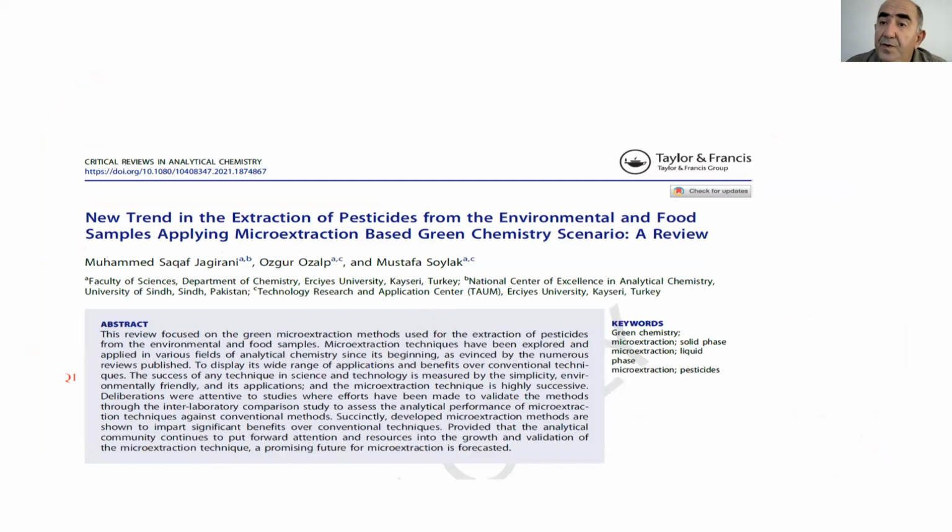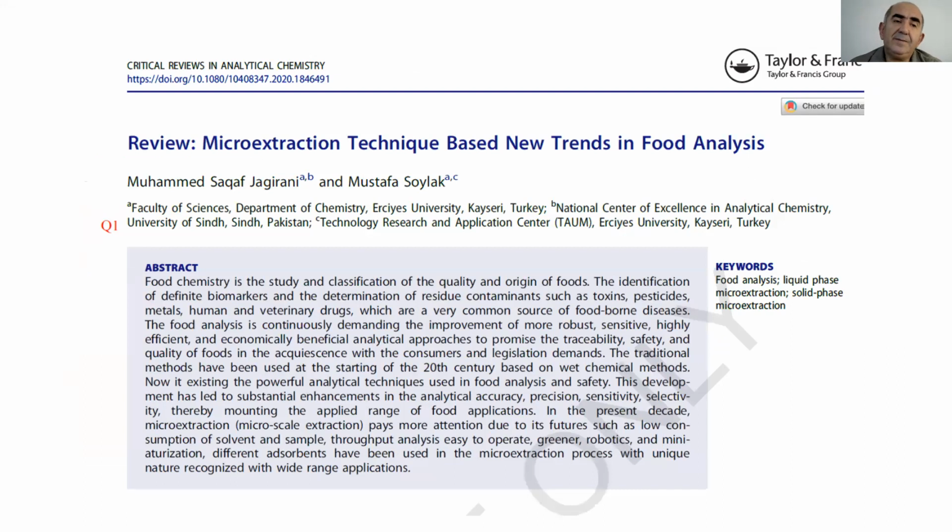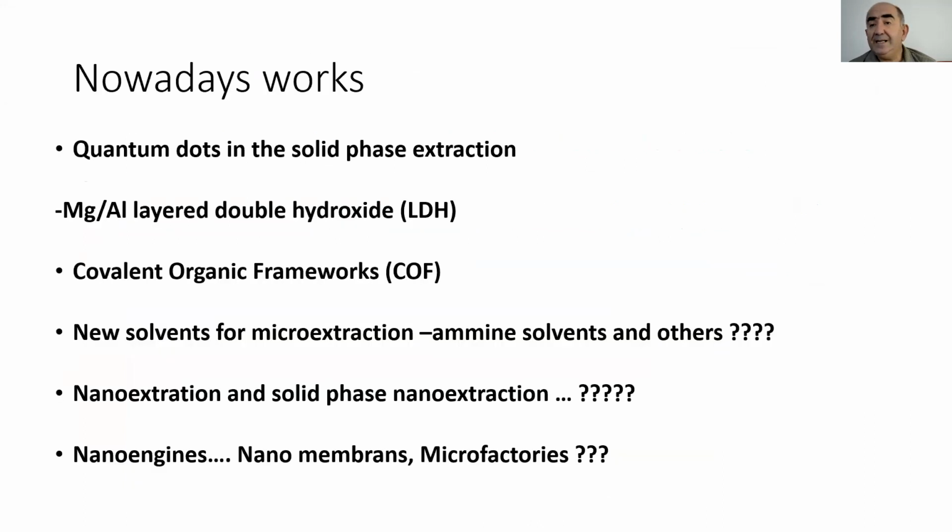We also have some reviews about microextraction studies. We published these kinds of reviews in good journals. For example, this one is with my students, one Pakistani student and one Turkish student, Özgür Özalp: new trends in extraction of pesticides from environmental and food samples, applying microextraction based green chemistry scenario. This is an important review of these kinds of works. Another one is published in Critical Reviews in Analytical Chemistry, on microextraction techniques based on new trends, especially in food analyses.